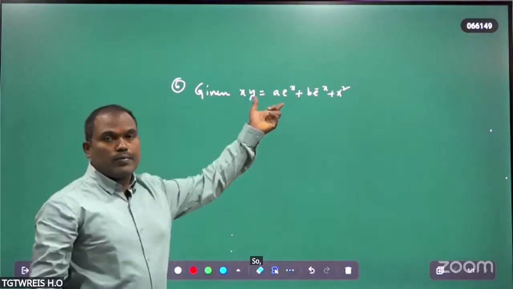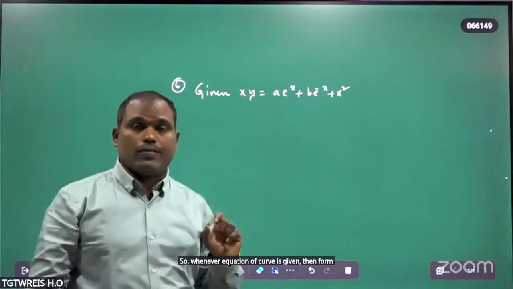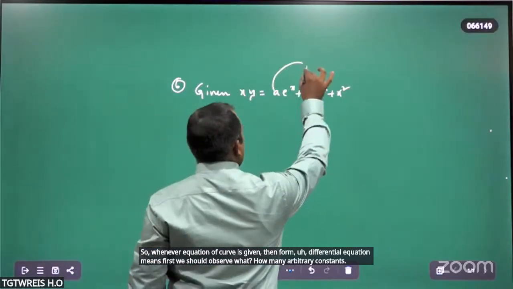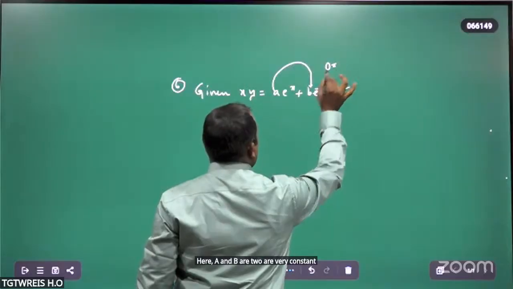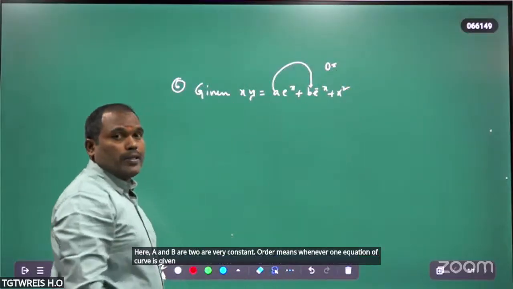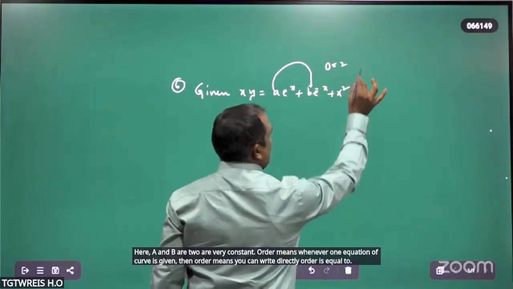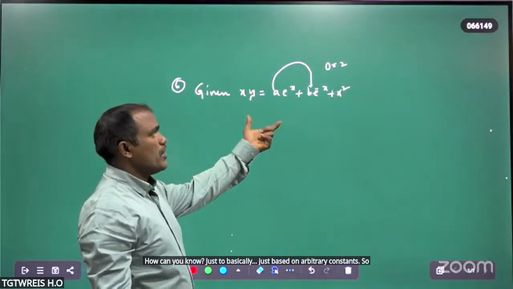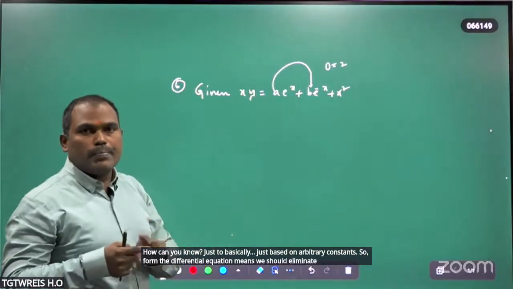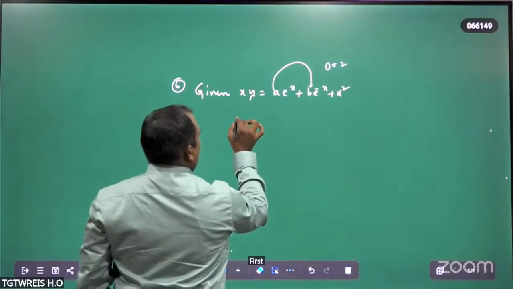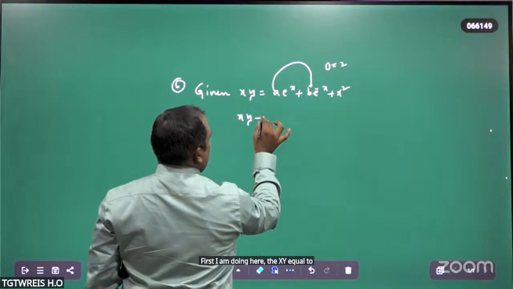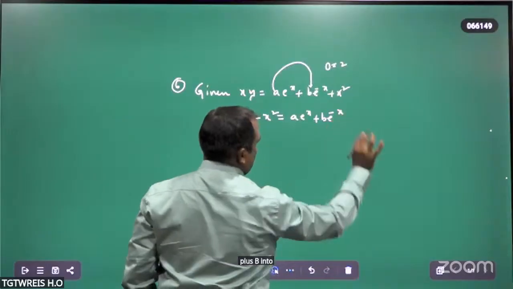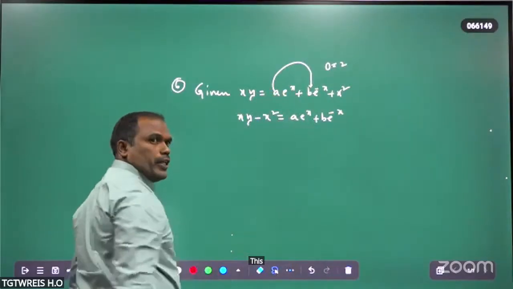So whenever the equation of a curve is given, to form the differential equation, first we should observe how many arbitrary constants there are. Here A and B are two arbitrary constants. The order we can write directly, just based on arbitrary constants. So to form the differential equation, we should eliminate A and B. First I write xy minus x square equal to a into e power x plus b into e power minus x. This x square I am sending to the other side.